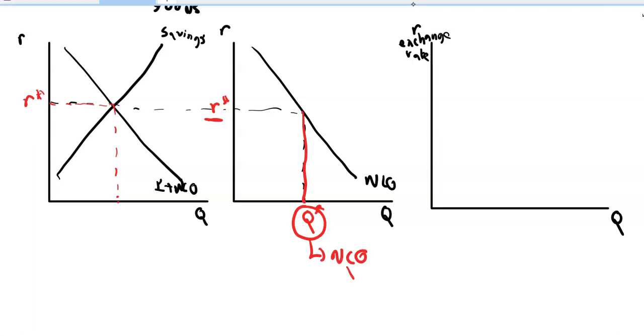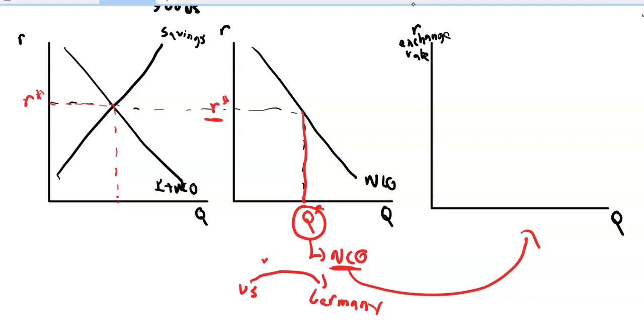This is the trade of dollars or foreign currencies in and out. If I look at the US and Germany, this NCO is determining how many US dollars are going to Germany and how many euros are coming. So this amount determines the supply of funds in the exchange market.